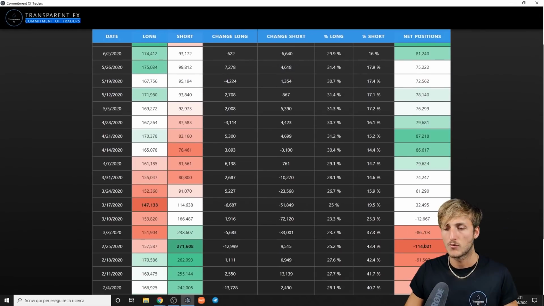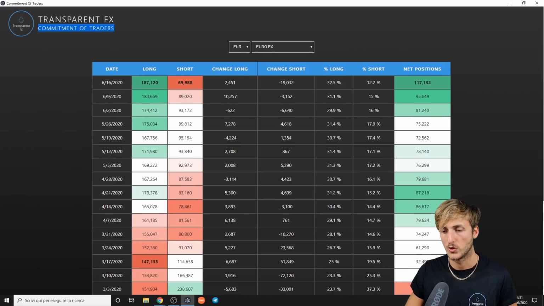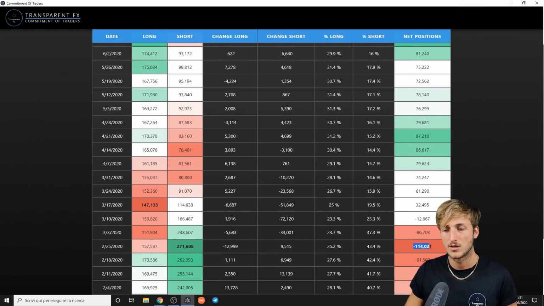Let's see. Now, from a euro perspective, what do we have? We had here all the way down at minus 114k net positions, meaning that institutions had way more shorts than longs on the euro, with 271k shorts and 157k longs.